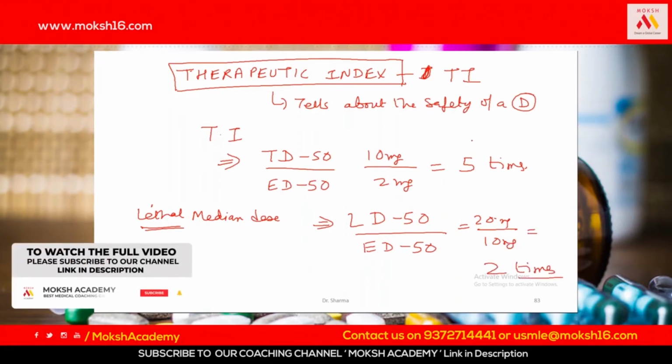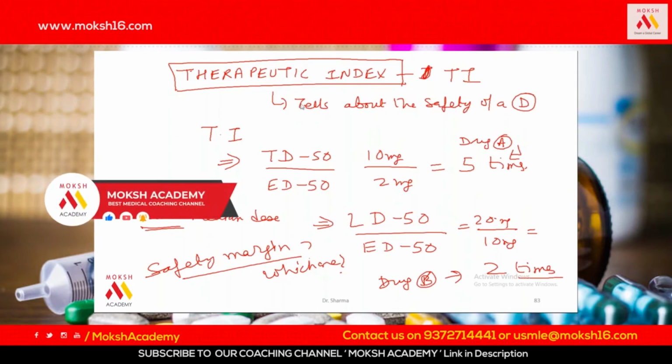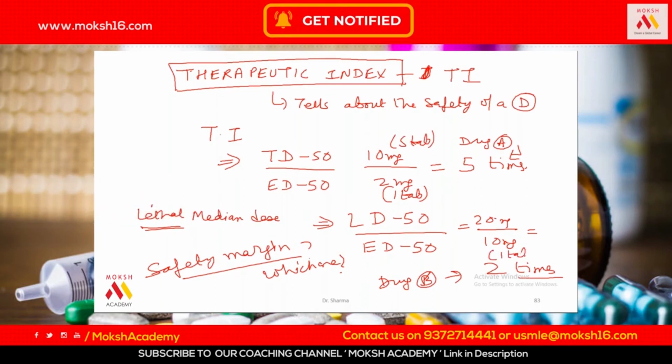So if this is drug A and this is drug B, which drug has more safety margin? Which has more safety margin? Drug A or drug B? A. If the safety margin for drug A is 5 times to the toxic dose, it means that, let's say if one tablet is 2 mg, I take 5 tablets, then I go into toxicity. Here the effective dose is 10 mg, so this is one tablet, let's say.